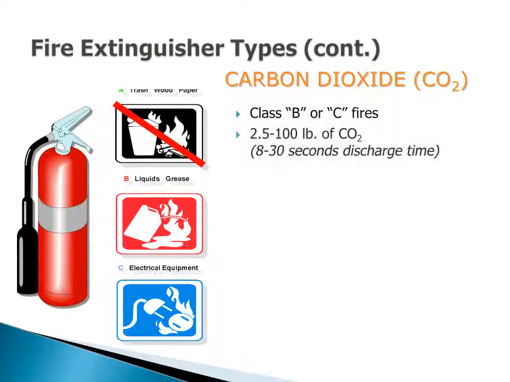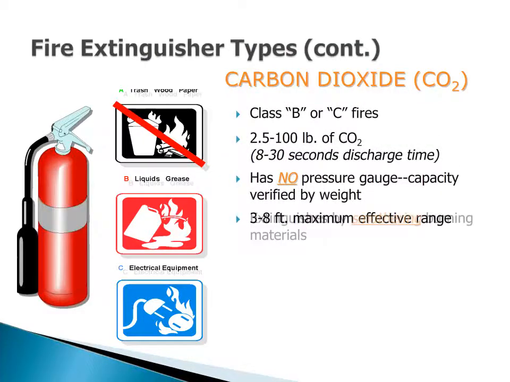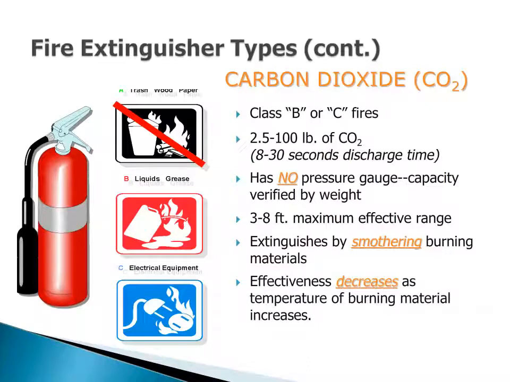Carbon dioxide, CO2. This type of fire extinguisher is used for class B or class C fires. 2.5 to 100 pounds of carbon dioxide discharged in 8 to 30 seconds. Has no pressure gauge; capacity is verified by weight. 3 to 8 feet maximum effective range. Extinguishes by smothering burning material. Effectiveness decreases as temperature of burning material increases.